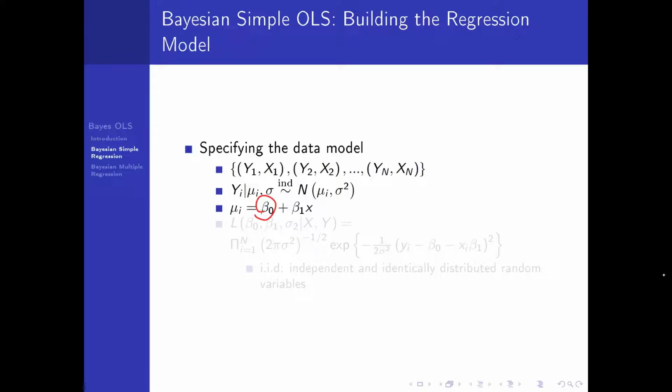Parameter plus beta 1 and xi. xi could be x1, x2 to xn, right? So because xi varies, of course, mu i also varies. The likelihood here is as follows, right? Here we have a product sign, that is pi. Why is it a product sign? Because for every single case, we assume a conditional normal distribution, right?